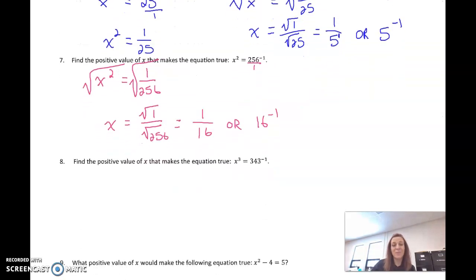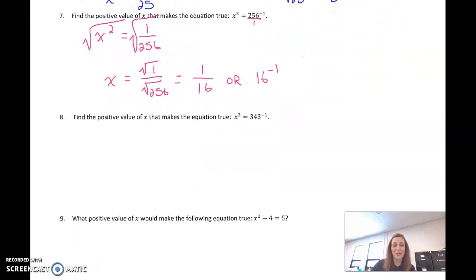Now remember, we can apply these to cube roots as well. So, I can take this 343 to the negative 1. Now working with a cube root right here, and I can write this as 1 over 343. Just to the first power, so I don't write anything. Now I'm going to take the cube root. What is a cube root of x cubed? Well, it's just x.